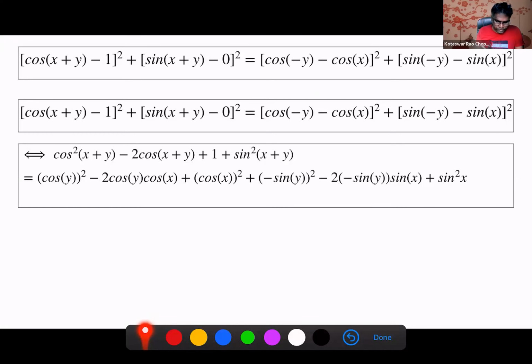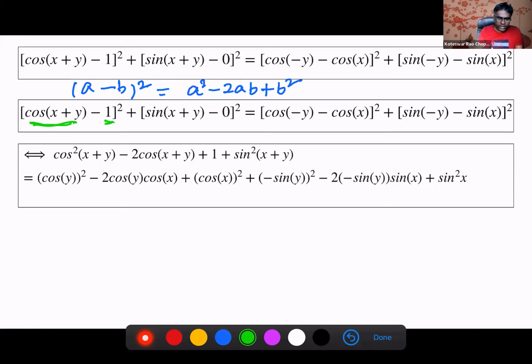Maybe I'll write here a minus b whole square, so it becomes easy to understand. A minus b whole square is a square minus 2ab plus b square. So this is what we are trying to use. What is a here? A is cos of x plus y, and b is 1.